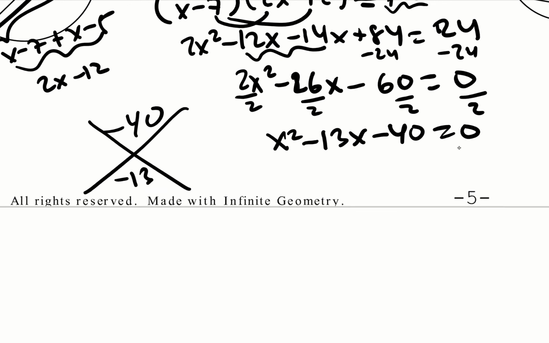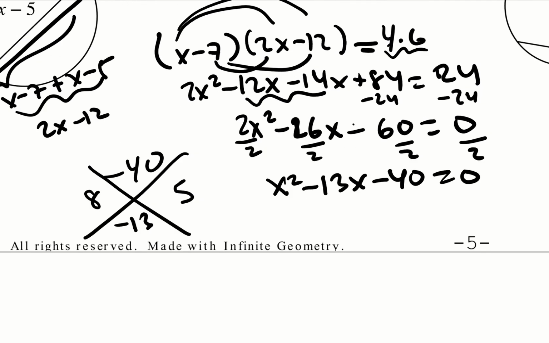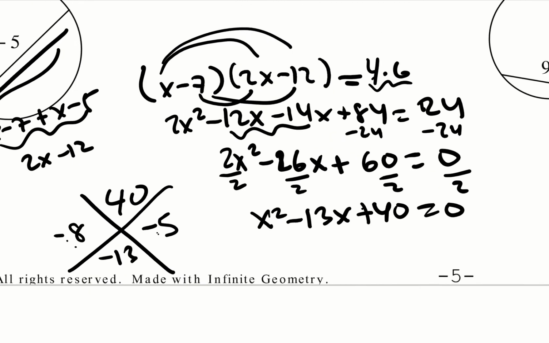So two numbers that multiply to negative 40 and add up to negative 13. Let's see here. 8 times 5. Okay, this should be a positive 60, not a negative, and this should be a positive 40. Sorry about that. And so both of these have to be negative. Negative 8 times negative 5 is positive 40. Negative 8 plus negative 5 is negative 13. So you can go ahead and solve, get that solution there.